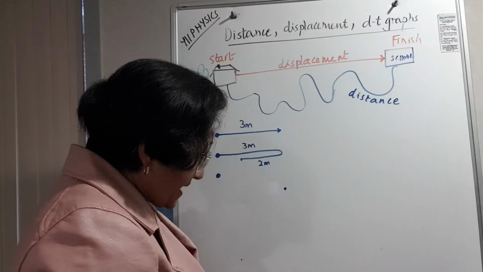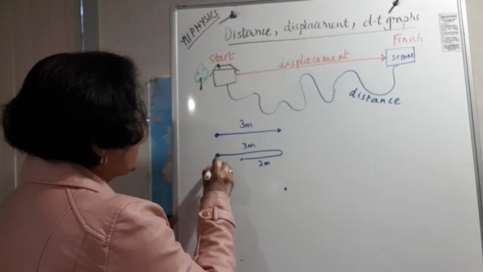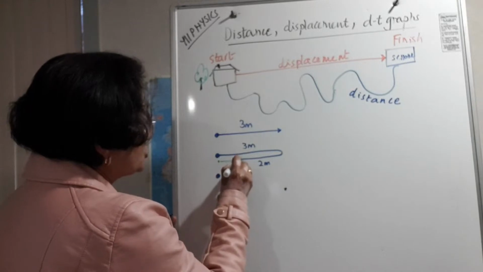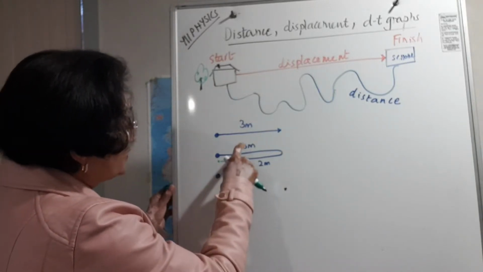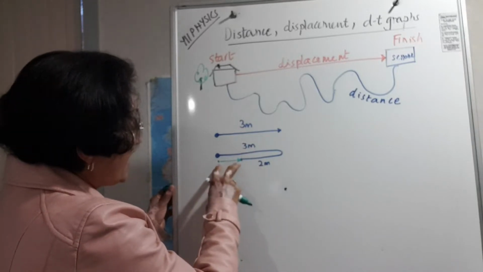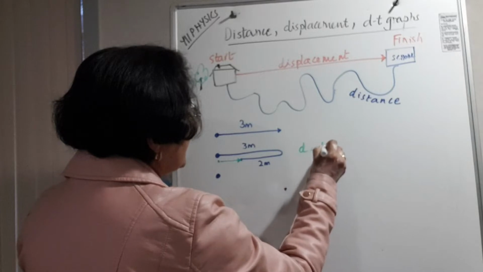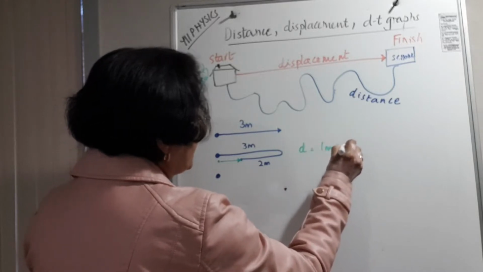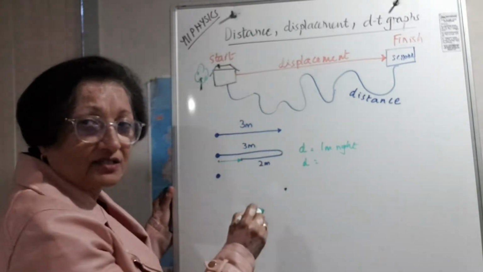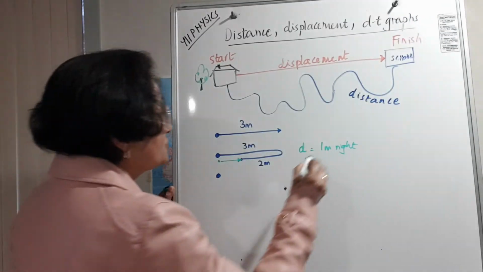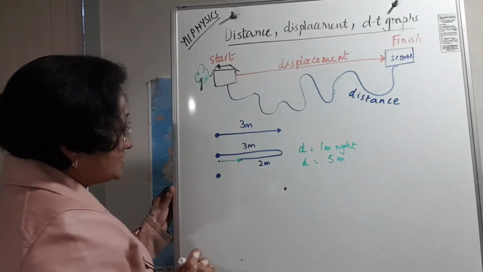What is my displacement? My displacement is the shortest distance from start to finish. So my displacement is 1. So 3 minus 2 is 1. And it's 1 meter to the right. So my displacement is 1 meter to the right, whereas my distance, my total distance traveled is 3 plus 2, 5 meters. So they're 2 different answers.